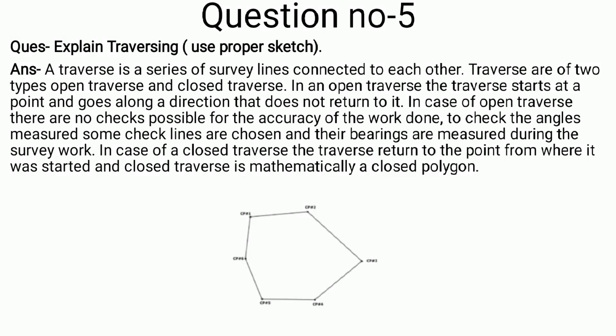In case of a closed traverse, the traverse returns to the point from where it was started. And a closed traverse is mathematically a closed polygon. The diagram of a closed traverse is given below.